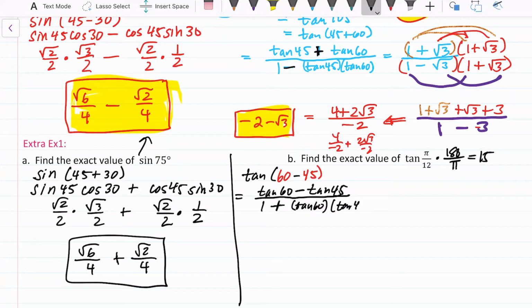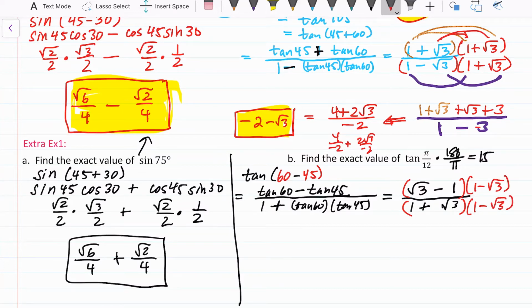times tangent of 45. So tangent of 60 minus tangent of 45, and then 1 plus, and then you just have to decide if it's going to be positive radical 3 or negative radical 3. So it's 1 plus tangent of 60 times 1. So it's going to be 1 plus radical 3. So again, like we did in the top problem up here, we're going to multiply top and bottom by the conjugate of the denominator. So 1 minus radical 3.